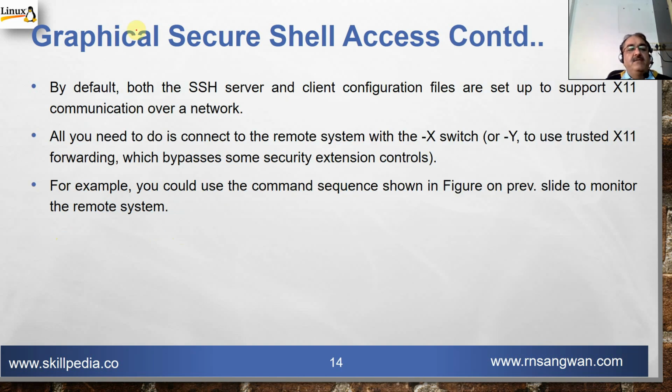That is very interesting to observe. By default, both the SSH server and the client configuration files are set up to support X11 communication over the network. All you need to do is connect to the remote system with the -X switch or -Y to use trusted X11 forwarding, which bypasses some security extension controls. For example, you could use the command sequence shown in the previous figure, on the slide, to monitor the remote system.